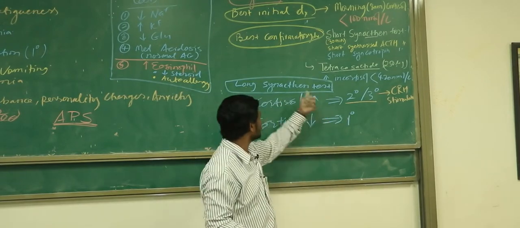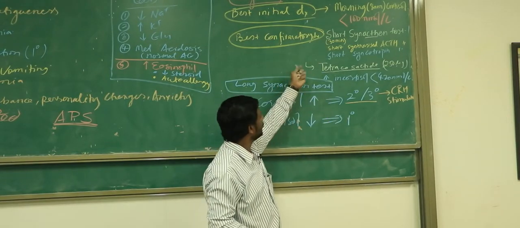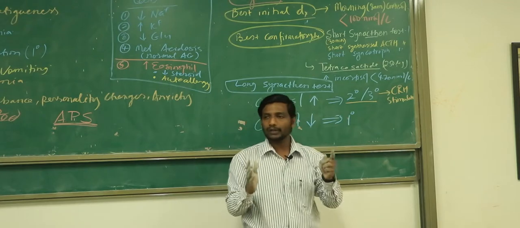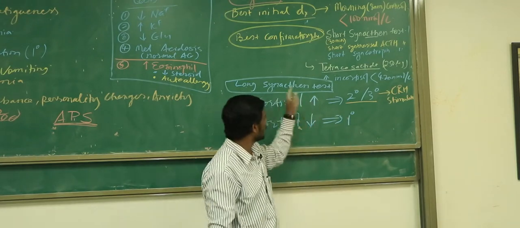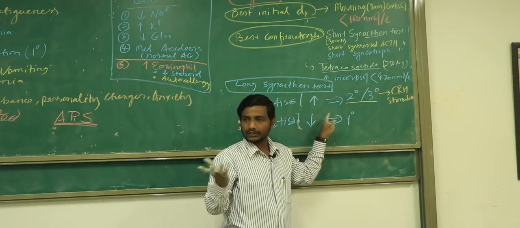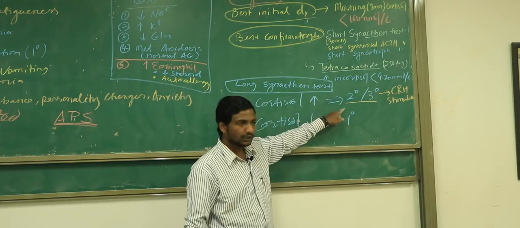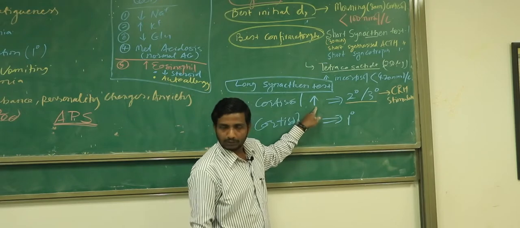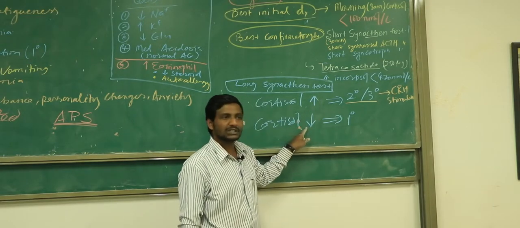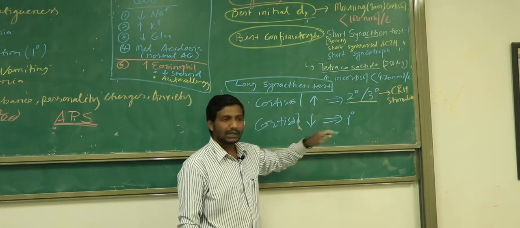Then we need to do another test. What is that? Long-acting test. By the way, we are calling it short because we are waiting for how long? Only 30 minutes. So now we are going to do the long-acting test. If the problem is not in the adrenal gland, secondary or tertiary, then the cortisol level will increase now. But if the problem is the adrenal gland, the cortisol level will still not increase, and we can say it is primary Addison disease.